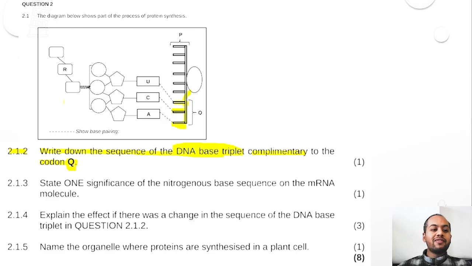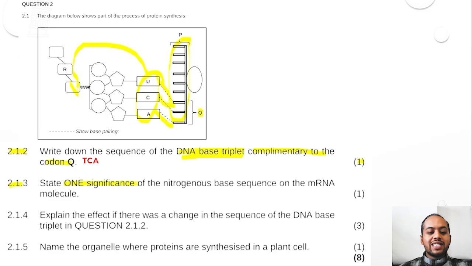Now you are not given DNA anyway in this diagram, but you are given the tRNA anticodon. If you know the tRNA anticodon, it's then very easy to get the DNA base triplet because it's almost the same thing. The only difference is on a DNA sequence, you don't have uracil, you're going to have thymine. Therefore, the DNA base triplet will simply read TCA, and therefore that's the answer for 2.1.2.